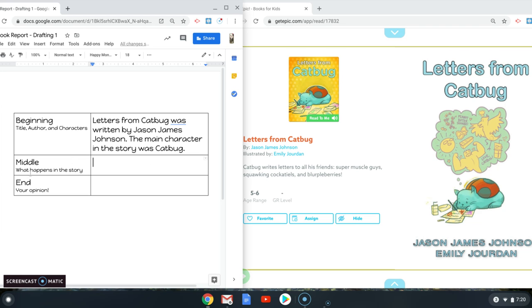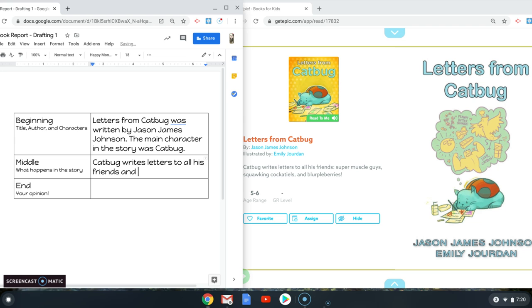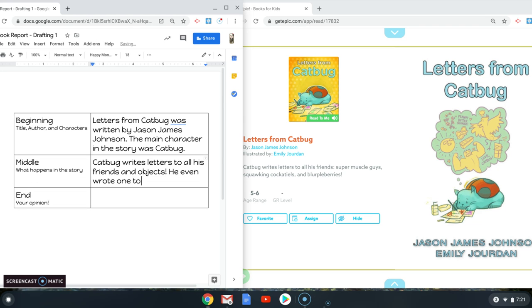Middle. What happens in the story? Now I like to think about exactly what happens. So what happens in the story is Catbug writes letters to all his friends and objects. He even wrote one to the morning time.